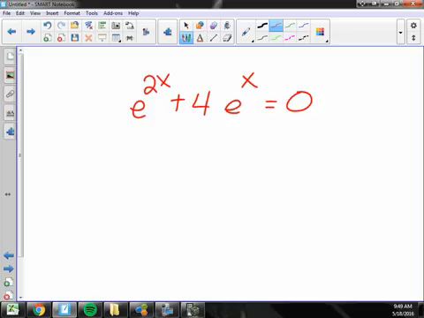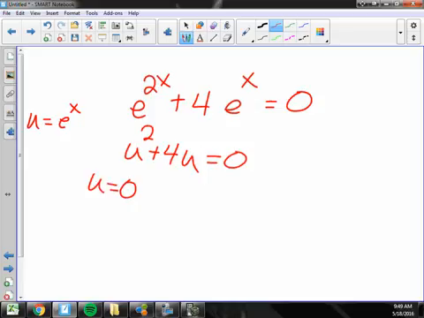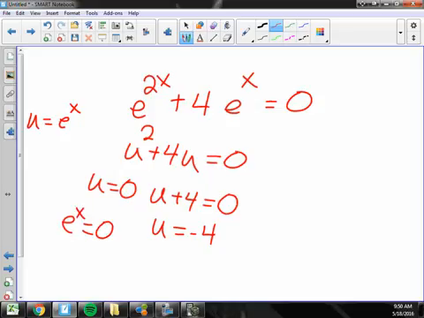What would you do here? U substitution. So u is equal to e to the x. So this would be u squared plus 4u equals 0. So we get u equals 0 and u plus 4 equals 0. Now each of those is equal to e to the x. Well, sorry, u equals -4. So e to the x equals 0, and e to the x equals -4.